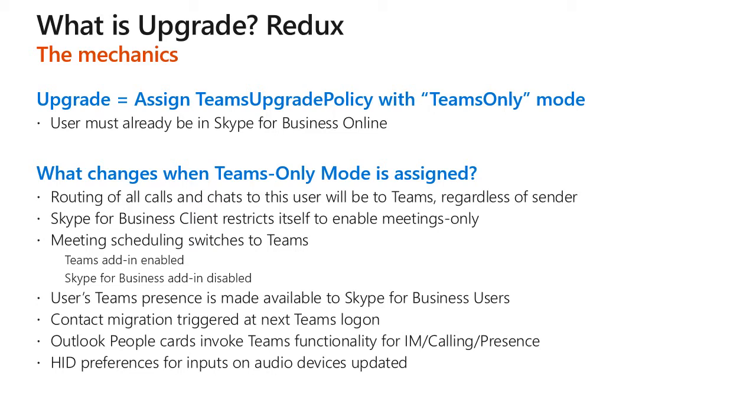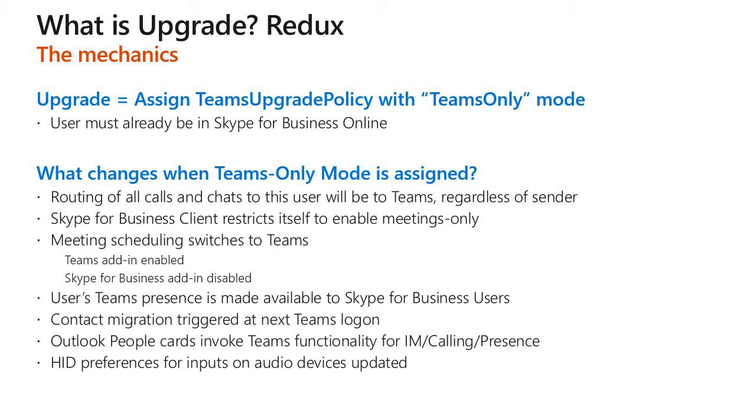The Skype for Business client is optimized to a meetings only mode. Your meeting scheduling now moves to Teams. So in Outlook, for example, your Teams add-in gets enabled. So all new meetings that you create are Teams meetings, and your Skype for Business add-in gets disabled. Your presence becomes made available to Skype for Business users as controlled by Teams. So when you're in Teams only mode, Teams is the owner of presence.